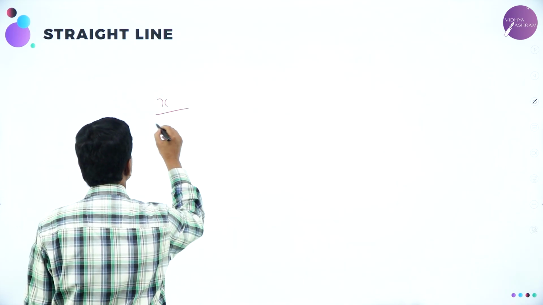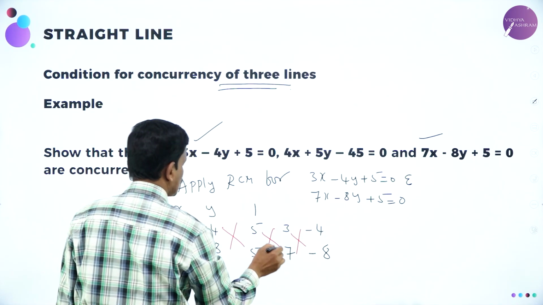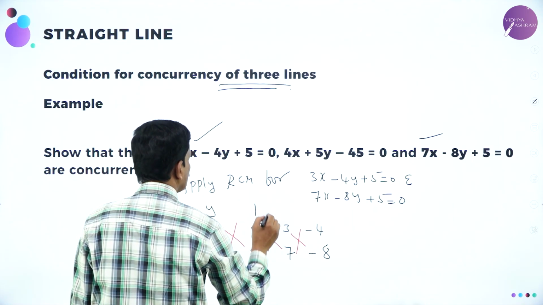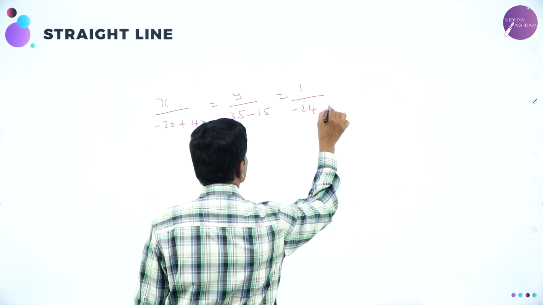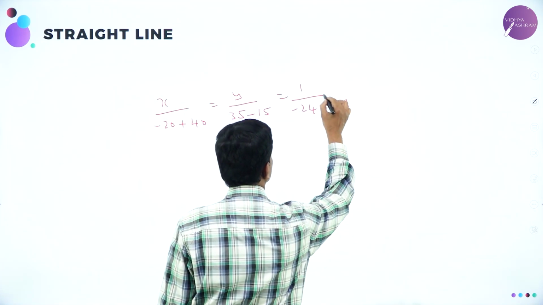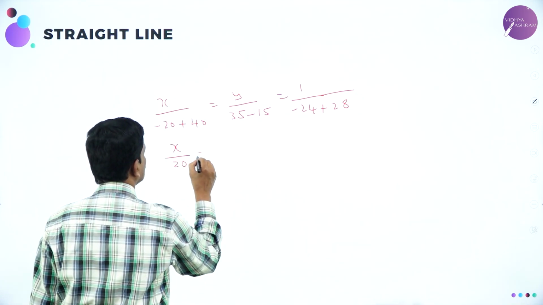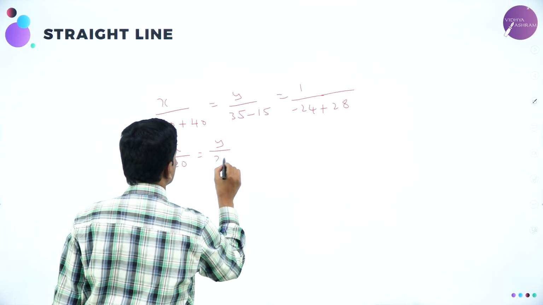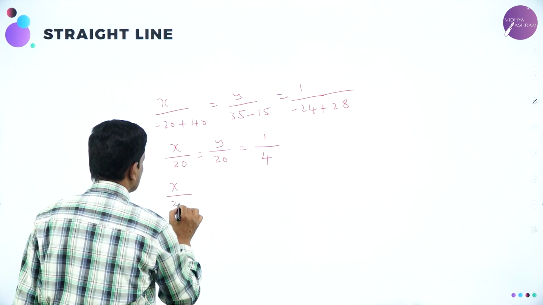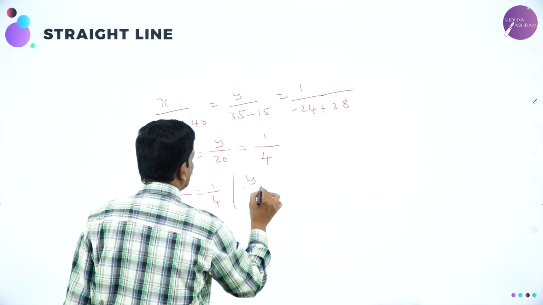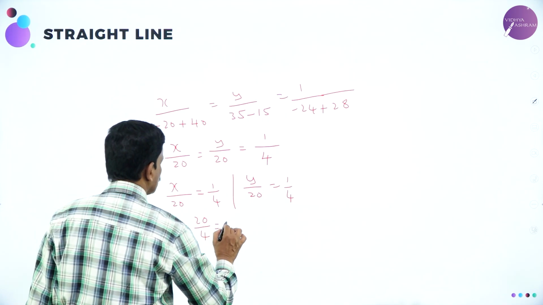Now, this can be written as, just multiply 5 4s are 20, minus 20, minus into minus plus, 8 into 5 is 40, y divided by 5 7s are 35, minus 5 3s are 15 is equal to 1 divided by 8 3s are 24, minus into minus plus, 7 4s are 28. Now, just simplify this. That is x divided by 40 minus 20 is 20, y divided by 35 minus 15 is also 20, 1 divided by 28 minus 24 is 4. Now, first and last, x by 20 is equal to 1 by 4 and y by 20 is also equal to 1 by 4. So, therefore, x is equal to 20 divided by 4, that's equal to 5.